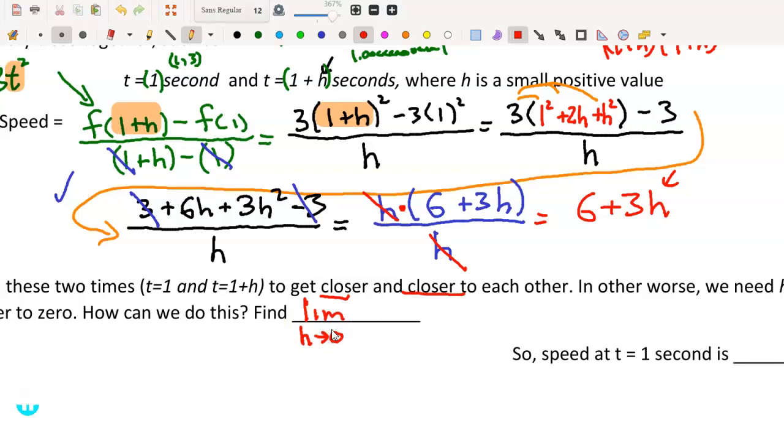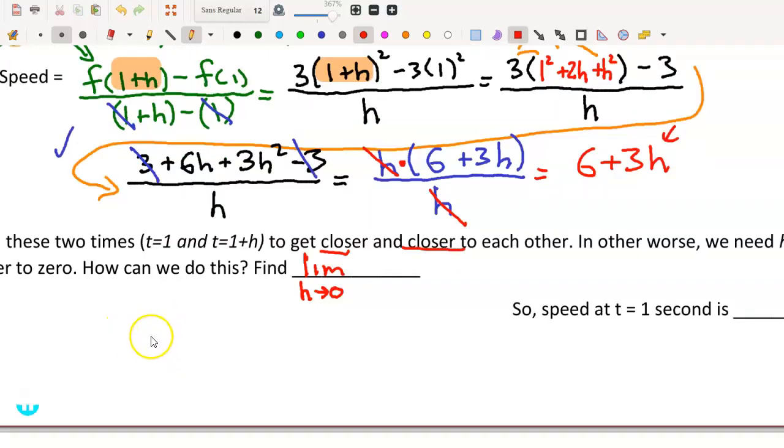We are going to take the limit. And that's what makes them as close as physically, abstractly possible. And that's what makes it instantaneous, right? It's that fast. The points that we're using for our slope are so close together. So what we're going to do is take the limit as h goes to 0, approaches 0, of 6 plus 3h.